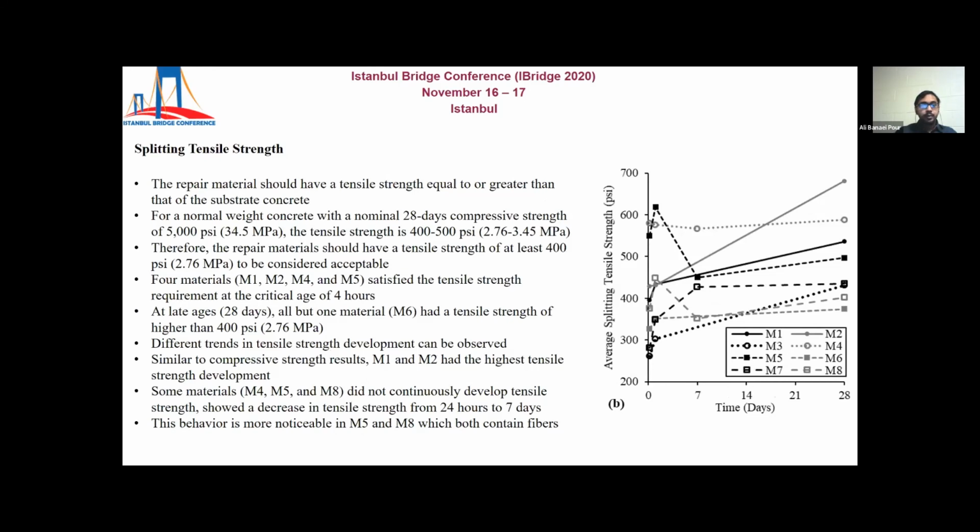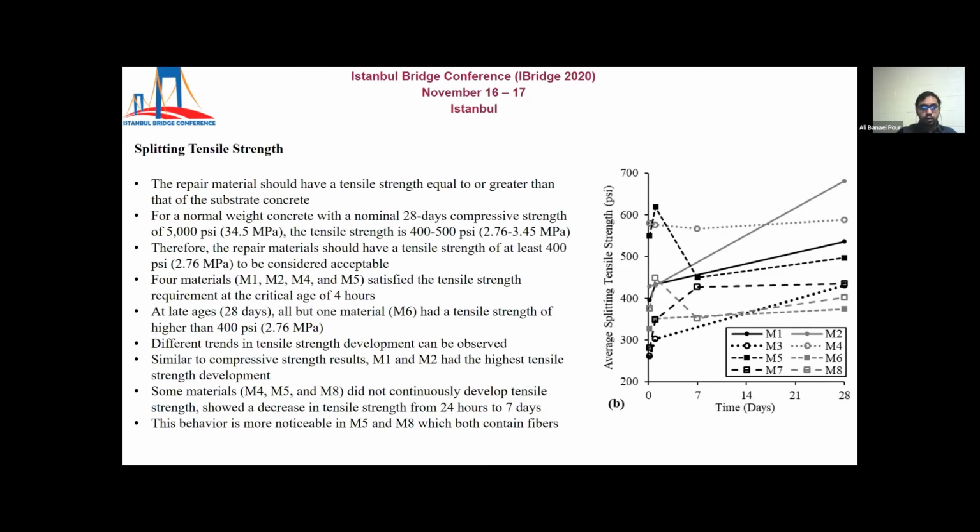So then we performed a split tensile strength test. For normal weight concrete with a nominal 28-day compressive strength of 34.5 megapascal, the tensile strength is around 2.76 to 3.45 megapascal. Therefore, the repair material should have a tensile strength of at least 2.76 megapascal to be considered acceptable.